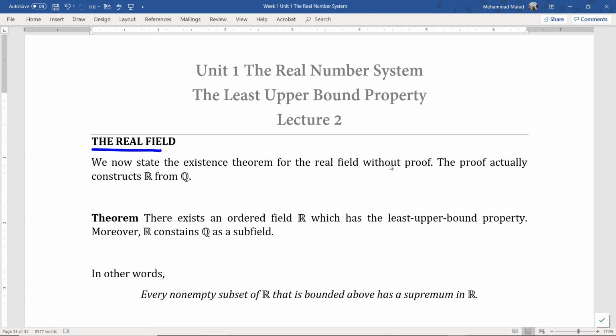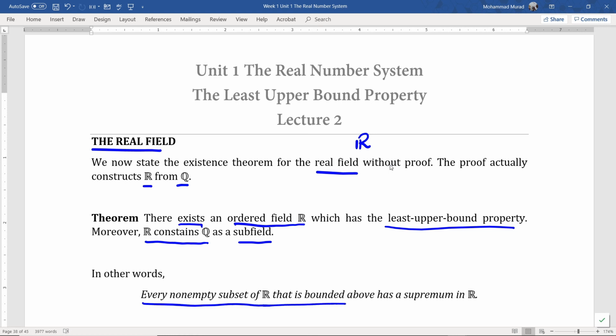The real field. We now state the existence theorem for the real field R without proof. The proof actually constructs the field R from the field of rational numbers. Theorem. There exists an ordered field R which has the least upper bound property. Moreover, the field R contains the field of rational numbers as a subfield.